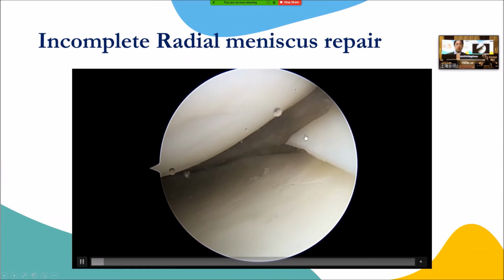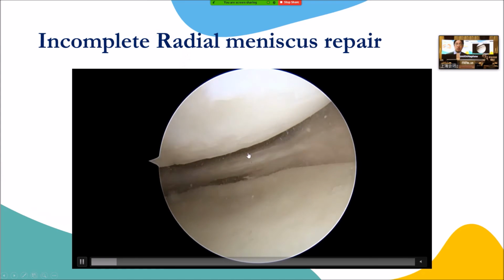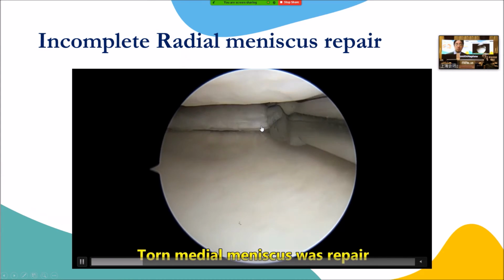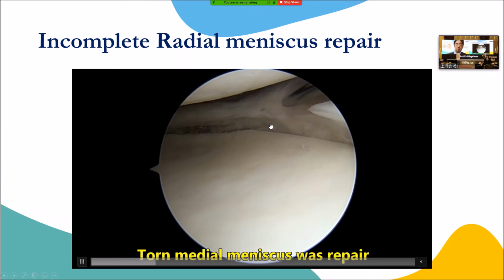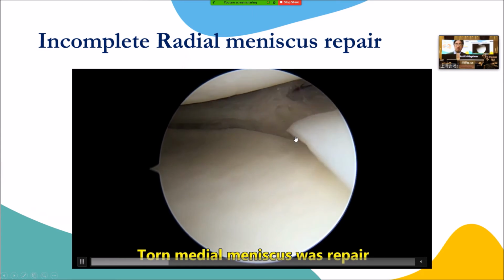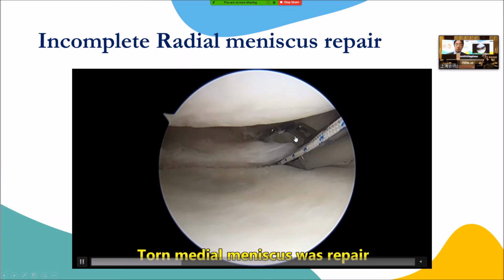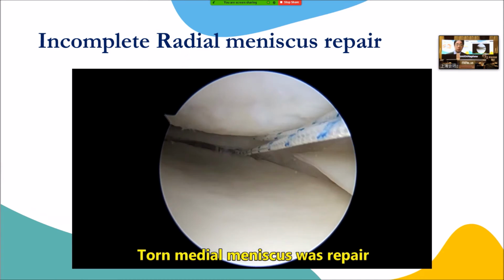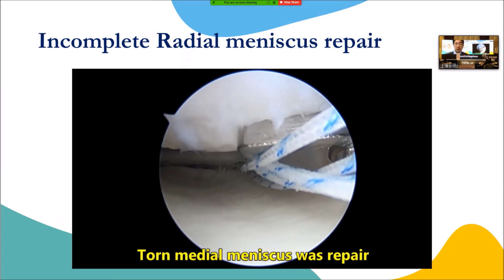So this patient came to see me too late. You see that the patient has complete extrusion and cartilage loss. Okay, and I try to reduce this meniscus back. It's not easy. There's a big gap. So this kind of patient is not good for repair. Okay, so for this one I think you need to combine it with high tibial osteotomy.